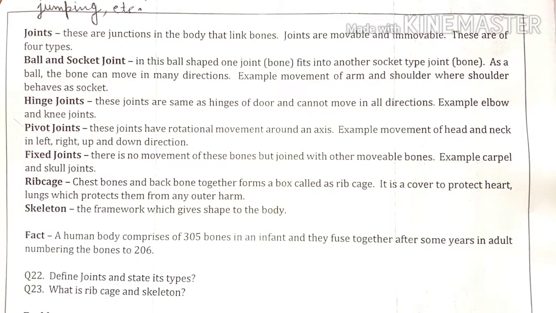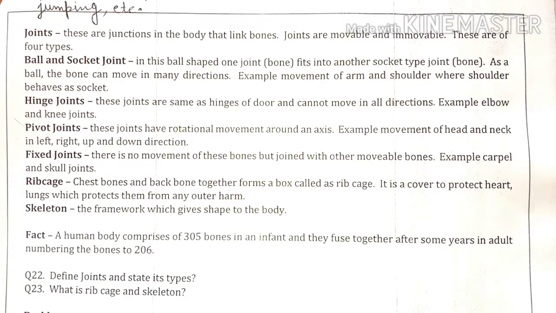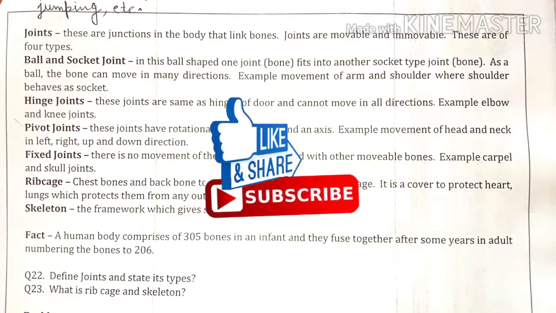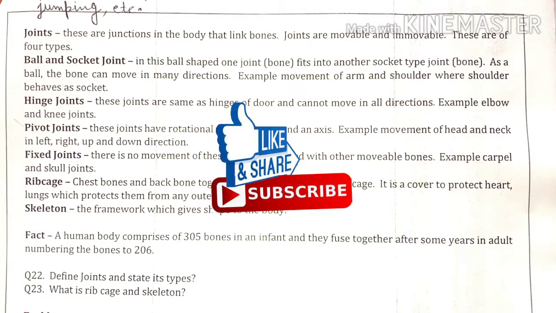And the very next joints are fixed joints. There is no movement in these bones, but they are joined with other movable bones. Means the fixed joints do not move, but they are connected with other bones or joints which are movable. Examples are carpal and skull joints.